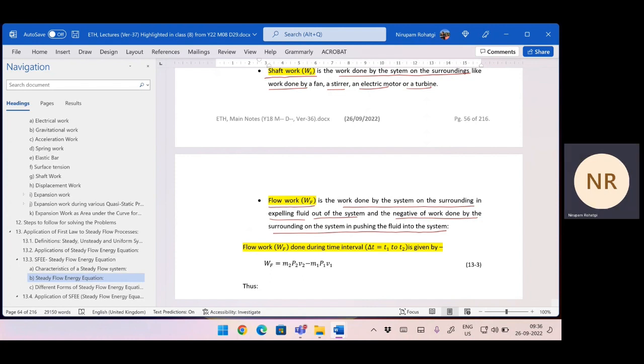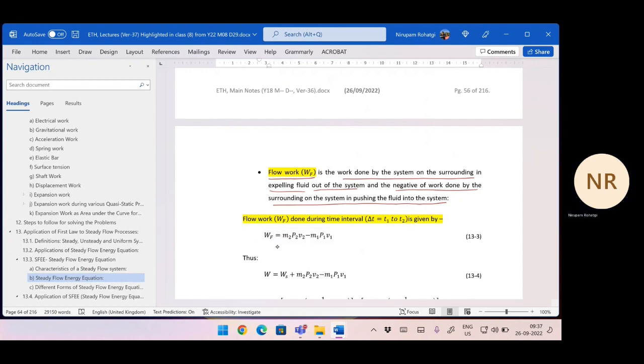And similarly, the system has done the work on the surrounding by throwing out some fluid. It has to displace the surrounding. So this is a flow work, and from the difference between the two you can find out the work done by the system on the surrounding as flow work. And this flow work is equal to m2 P2 v2 minus m1 P1 v1. This is P delta V.